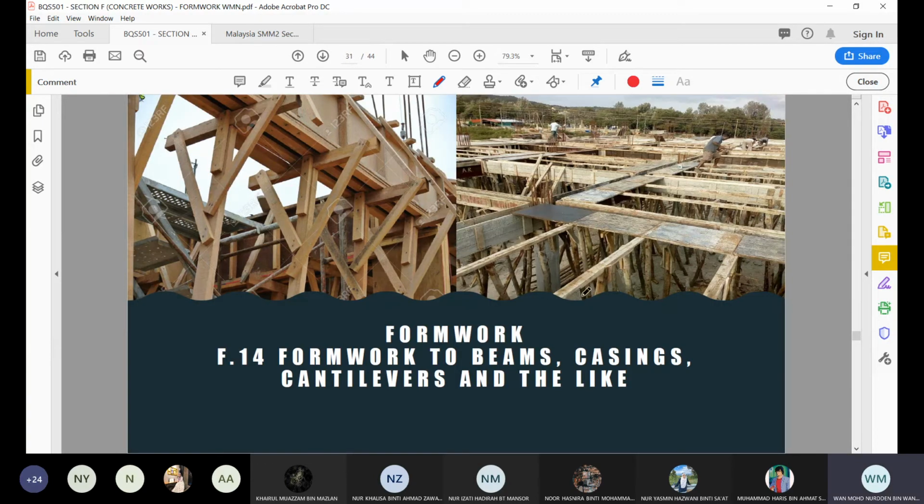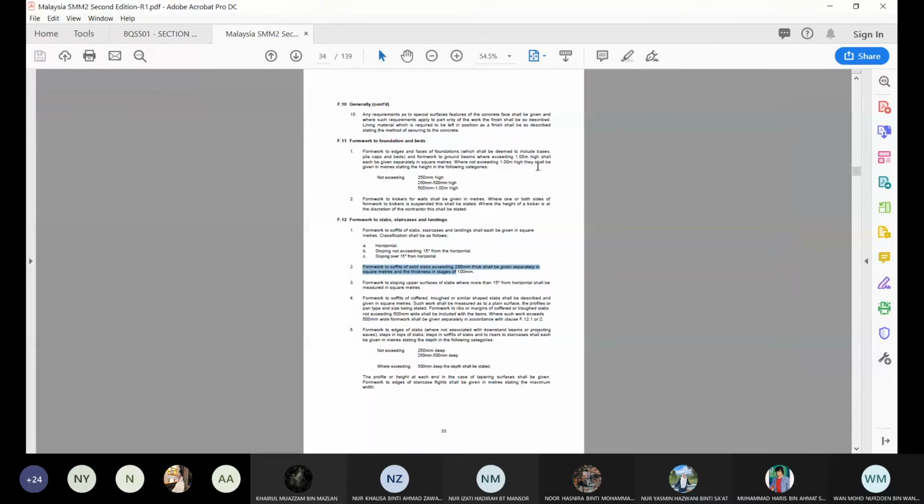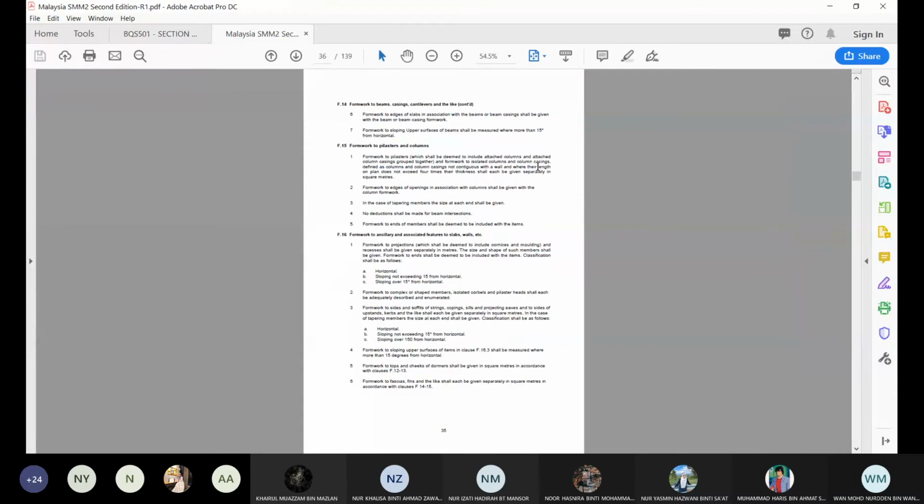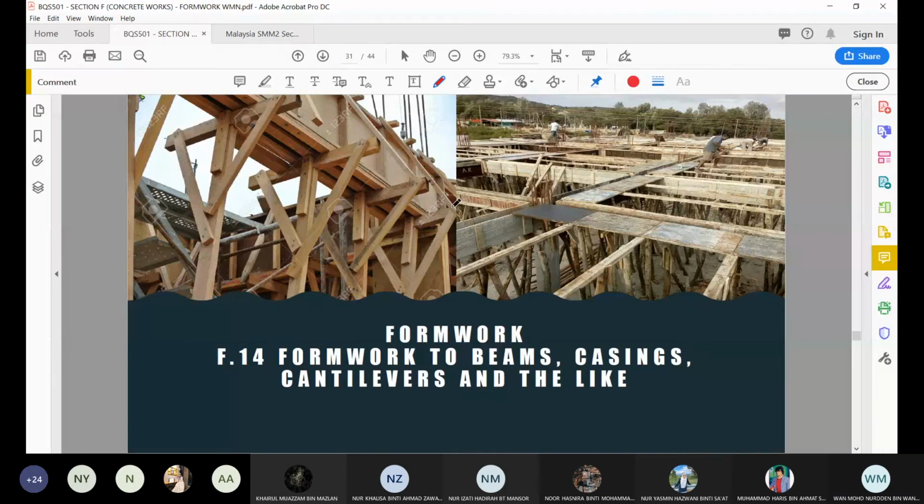Number 14. Formwork to beams, casing, cantilevers and the like. Beam kita tahulah beam, casing ataupun any kind of casing kepada konkrit lah. Casing pada any kind of steel structure yang berbentuk lebih kurang pada beam lah. Cantilever, okay, it is one of the beam. Cuma cantilever ni dia tergantung lah.